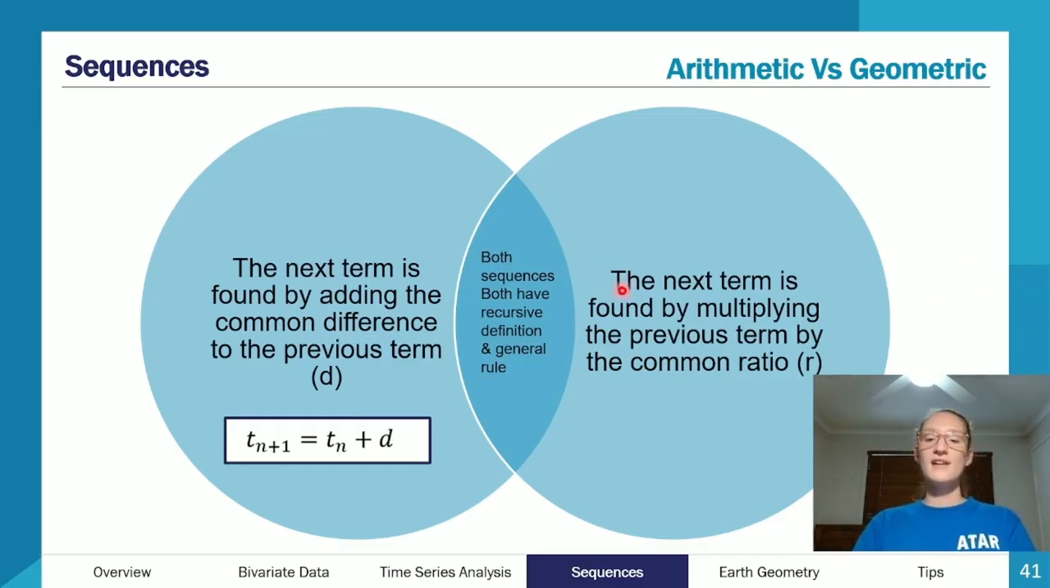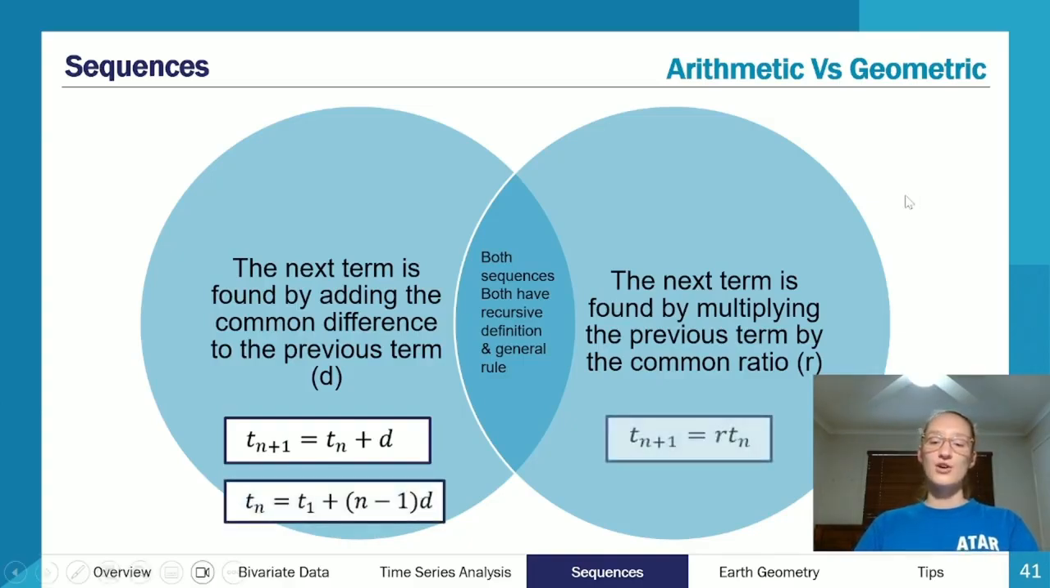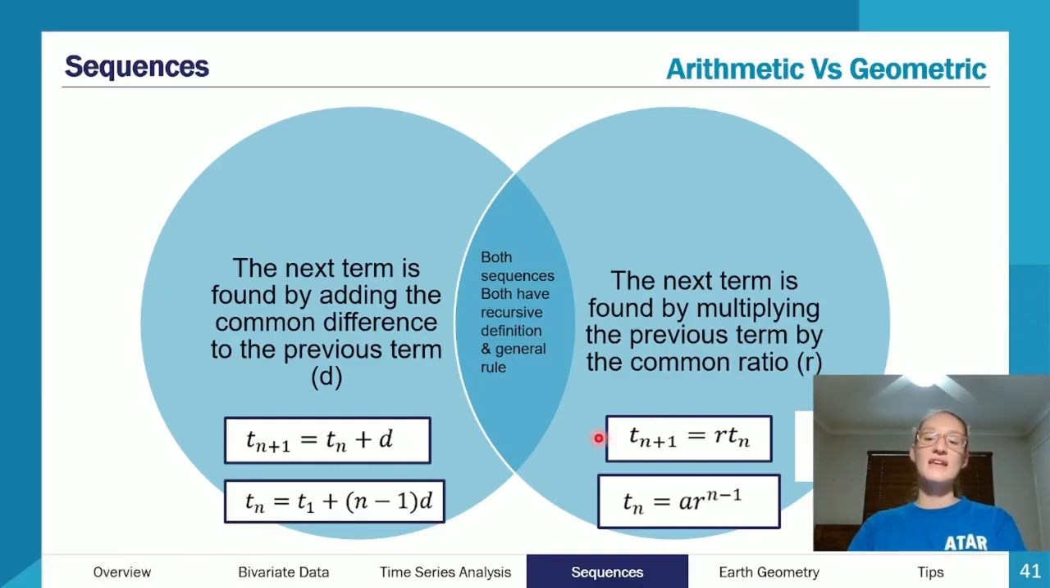Whereas on our other side, our geometric sequences, we're not adding a common difference to find our next term. We're multiplying by a common ratio. So that's a really important distinction. I'll just pull up all our formulas. You can see here, this is our recursive definition of a geometric sequence.